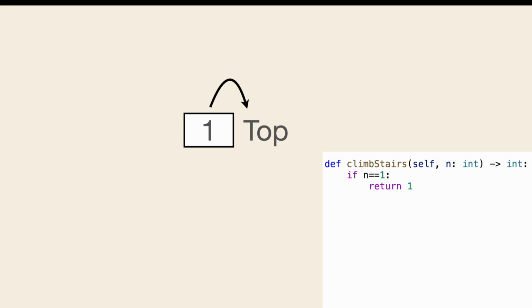And you can see in the code to the right, that's a base case of ours. So if n equals 1, meaning if we only have one stair, we return 1. There's only one way to get to the top. Okay, let's go to the next slide then.